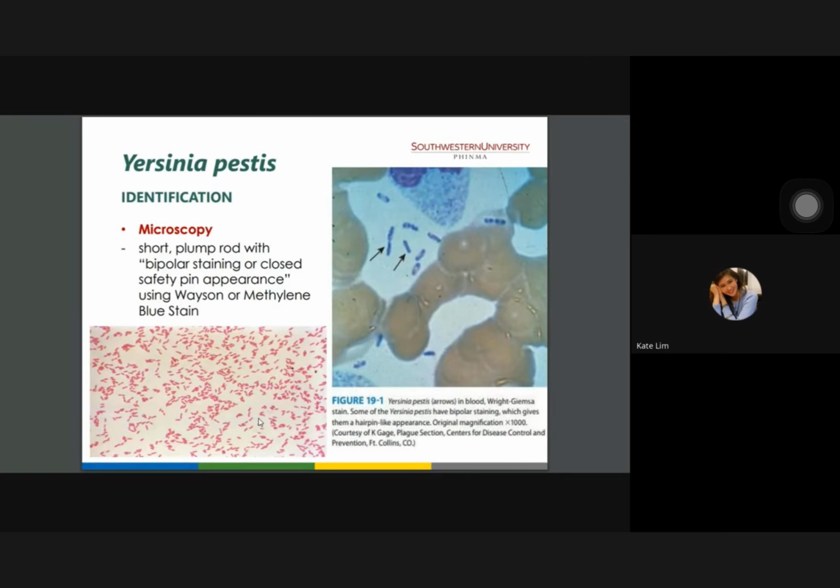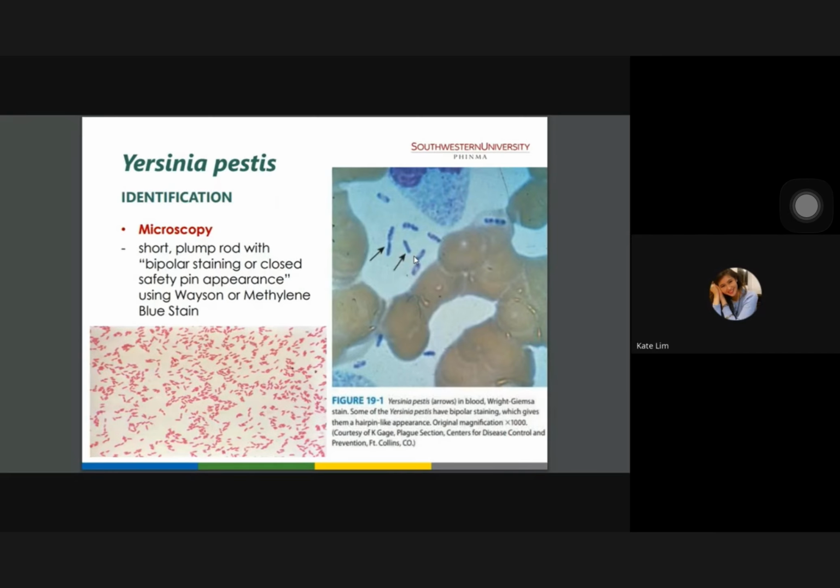When we look at your Yersinia pestis under the microscope, we could use specific stains to reveal its distinctive features. As you can see on your screens, the Yersinia pestis has a very unique morphology, and that is what we call the safety pin appearance. The key characteristic of Yersinia pestis is that it appears as a short, plump, rod-shaped bacteria. It is often described as having bipolar staining, or safety pin appearance.